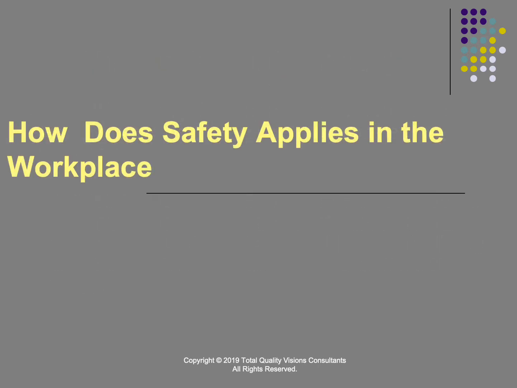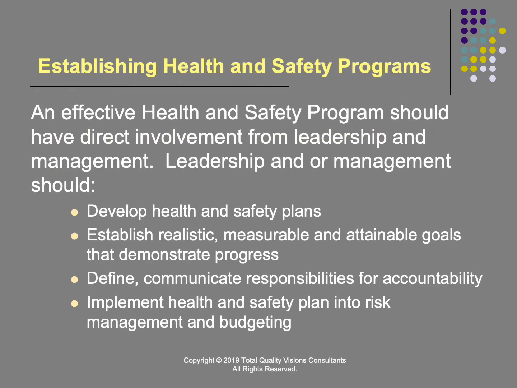How safety applies in the workplace. For an effective health and safety program, management and leadership should develop health and safety plans, establish realistic, measurable, and obtainable goals that demonstrate progress, define community responsibilities for accountability, and implement the health and safety plan into risk management and budgeting.